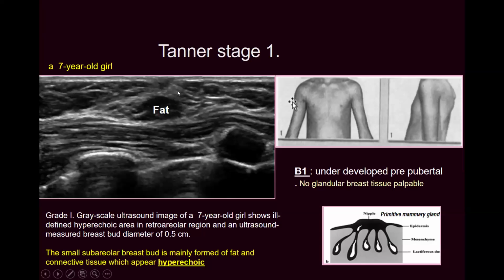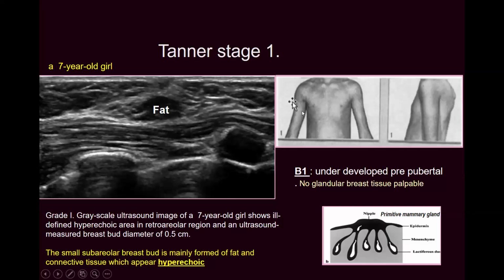Okay, this is the fat here, and this is the ill-defined hyperechogenic subareolar bud. It's just a primitive form. Do you remember these ducts? We said 15 to 20 ducts, rods that canalize under the influence of hormone, forming the ductal system embedded into the mesenchyme, which forms the stroma. So these primitive ducts and stroma form this ill-defined hyperechoic area in Tanner stage 1.